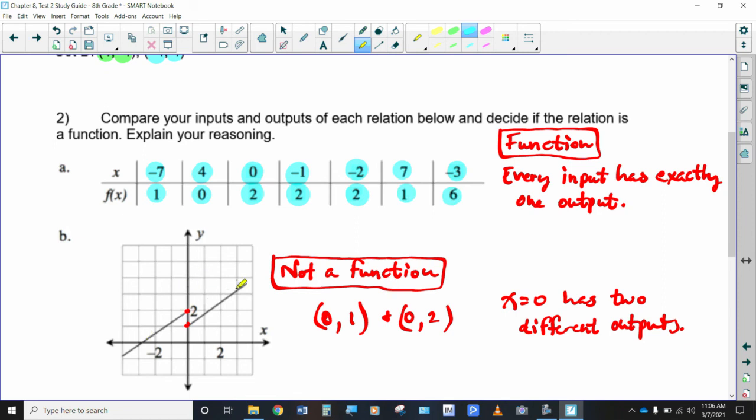Now, why is this not a function? Because of those 2 points right there. 0 gave you a 1 this time, so when you get 0, you push the 0 button again, you expect to get a 1 again, but you got a 2. So that's not working properly. So this is an example of a situation that is not a function.